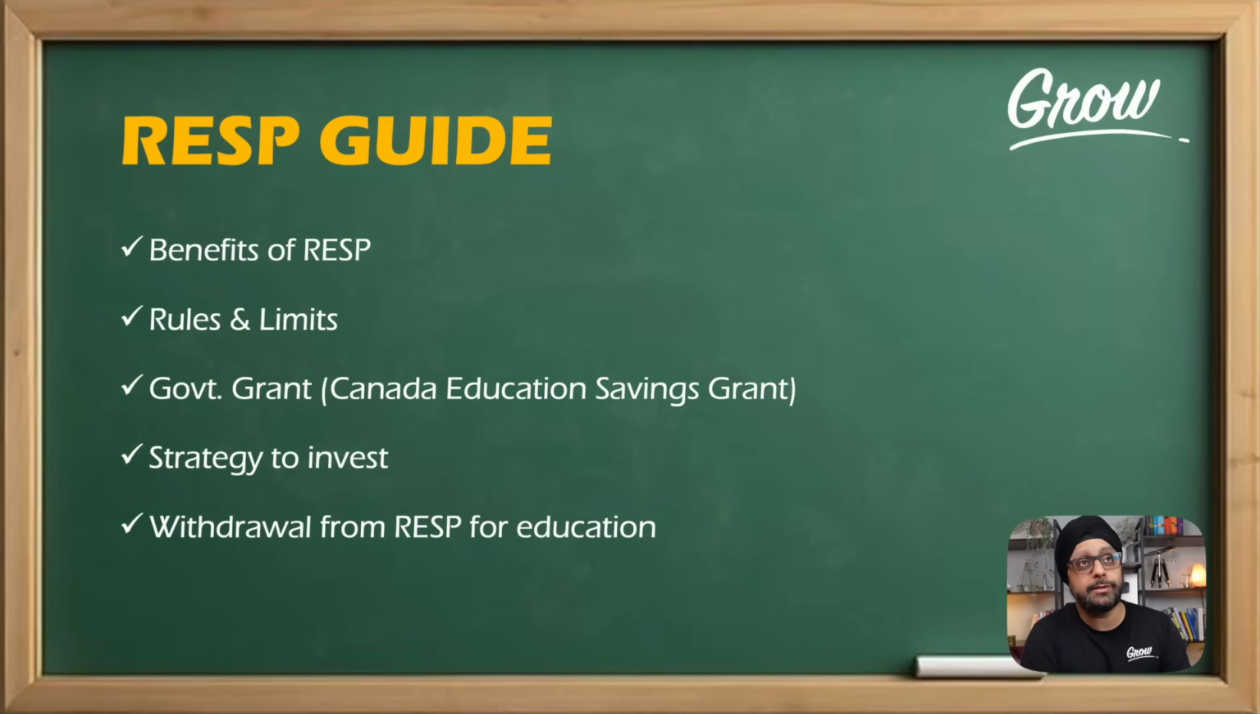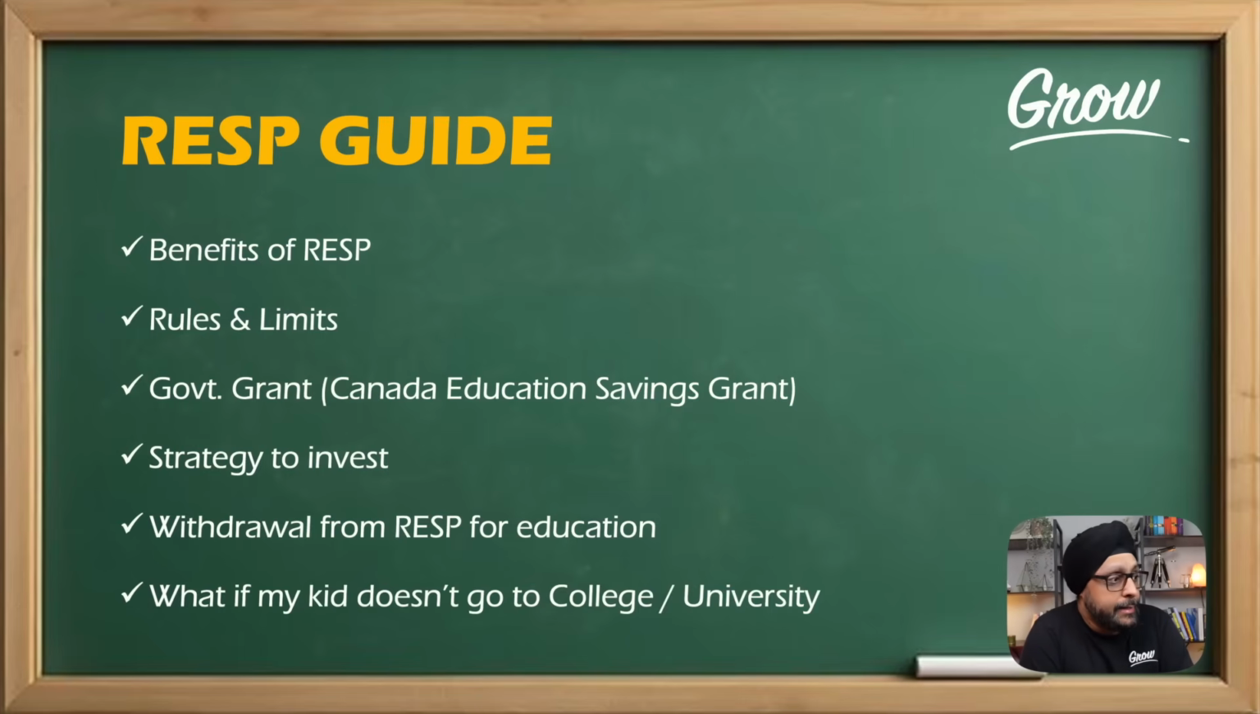And the biggest question that I've been asked on Instagram is, can we withdraw for education from RESP if the child is not actually pursuing education in Canada? What if they want to go to US, India, UK? All that can happen. We don't know what's going to happen, but can we do that? We'll talk about that. And then what if my kid does not go to college or university? What happens to the grant? What happens to RESP? How do we withdraw money from it? What are the penalties? We'll talk all about that. So this video is slightly going to be longer, but I promise you that this will be the most comprehensive guide that you'll ever want to know around RESP.